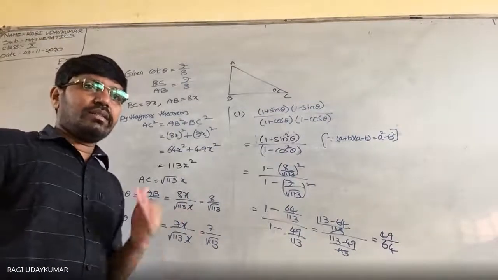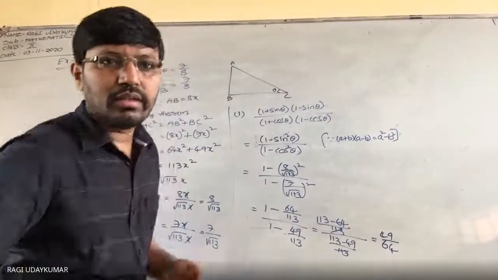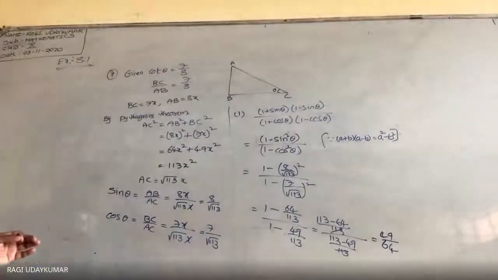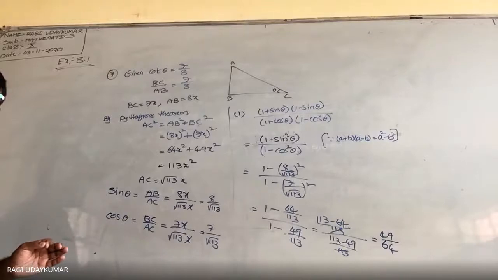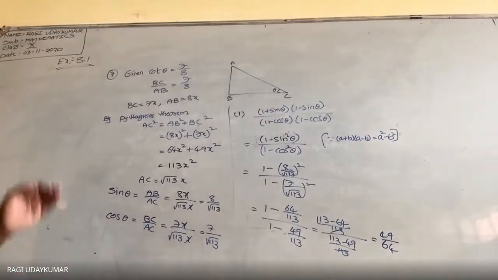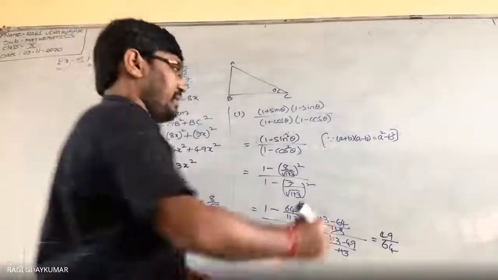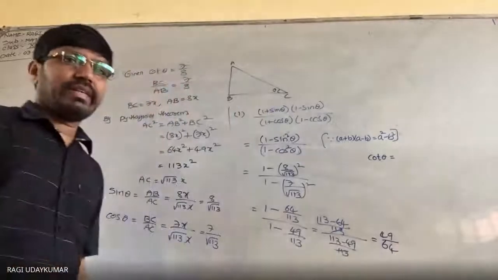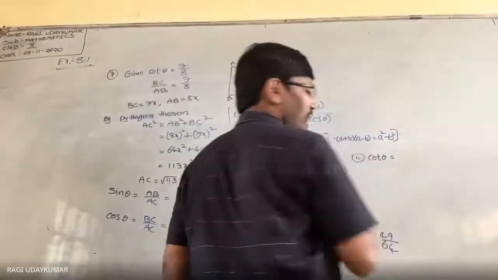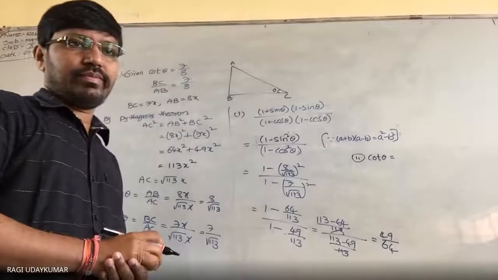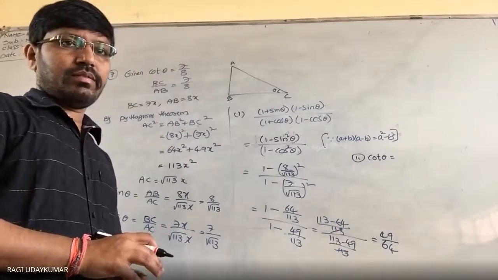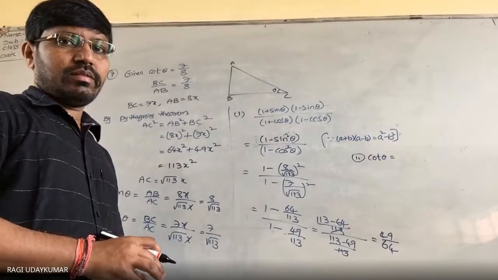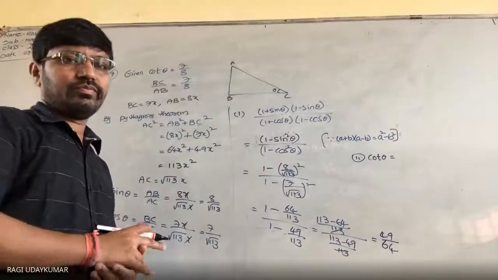And if you see, the question is asking you along with this to find out cot square theta also. So cot theta, what do we get here? The second question is asking you to find out cot square theta. So cot theta is equal to.